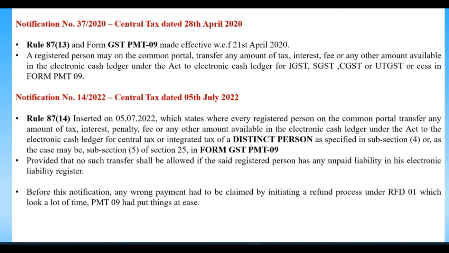So, if a person had made a wrong payment of tax under CGST interest instead of CGST tax, then the person can, through PMT 09, transfer the amount from the wrong head of interest to the correct head of tax. Similarly, if a person has made a wrong payment under IGST tax instead of CGST tax, then again through PMT 09 he can transfer the amount from IGST tax to CGST tax.